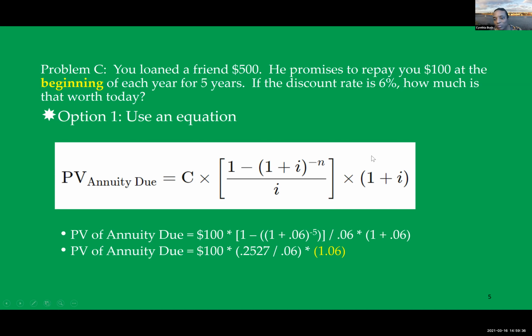Now, this last term out here is what makes this annuity due, because since it's an annuity due and they're paying you at the beginning of the period, you end up with one extra period of interest than if you had gotten it at the end. So this represents the one extra period of interest. This is the annuity due part. The rest of this equation is exactly the same as the ordinary annuity. It's this part that makes it annuity due. So then I just do the math, and I get $446.51, which I think a lot of you got in the chat.